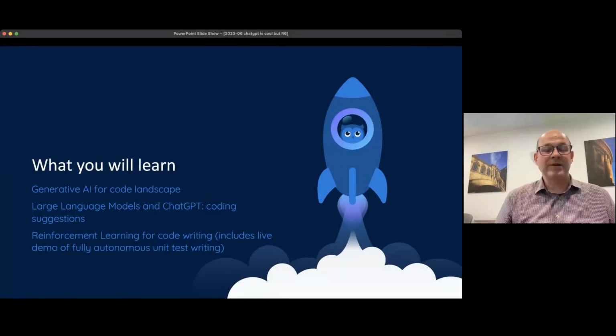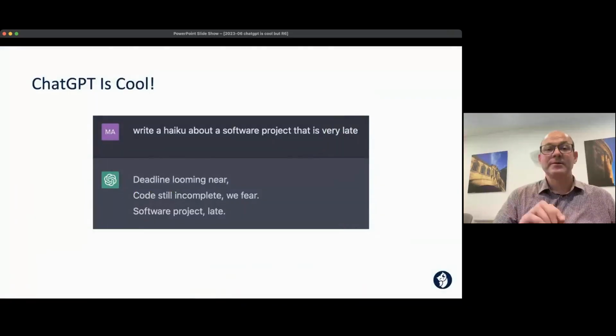So essentially, we're going to look at the landscape. We're going to look at large language models in general and ChatGPT. We're going to look at reinforcement learning for code writing. And we're going to do a live demo of that so you can see exactly how that works.